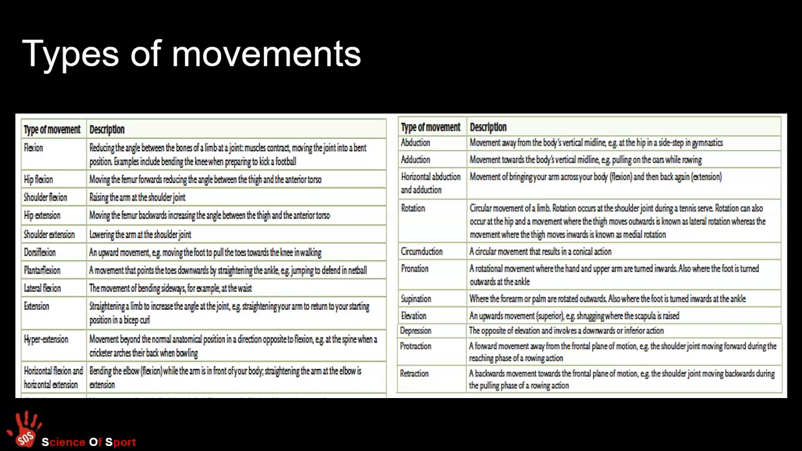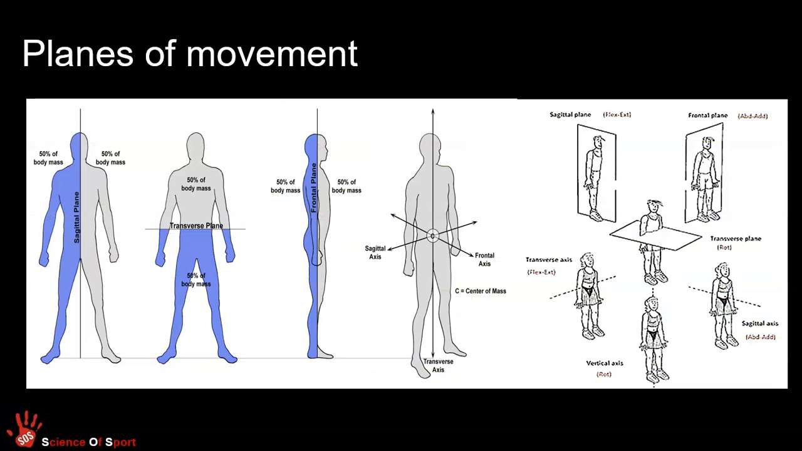And we need to relate those movements to the plane that they move in. So all flexion and extension is in the sagittal plane, dividing our body into left and right sides. Don't forget that's almost the definition of that plane. All rotation is in the transverse plane, dividing our body into top and bottom halves. And all abduction and adduction is in the frontal plane, dividing our body into front and back halves.